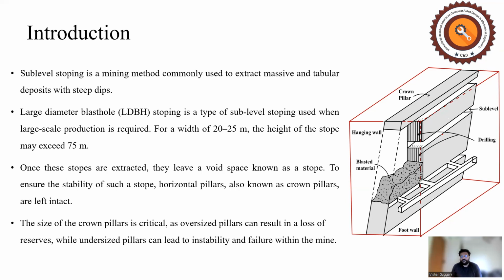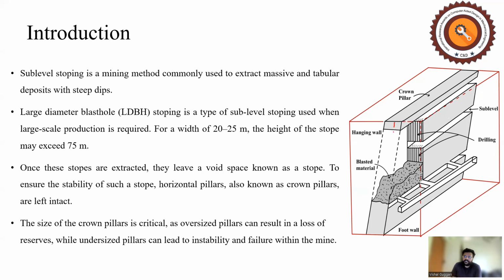In underground metal mining, we have different extraction methods. The extraction method depends on the condition of the ore body as well as the condition of the adjacent strata. Sublevel stoping is one of the extraction methods, in which massive and tabular ore deposits with steep dips are excavated. Large diameter blast hole is also a type of sublevel stoping, where we use large diameter blast holes for blasting the ore body.